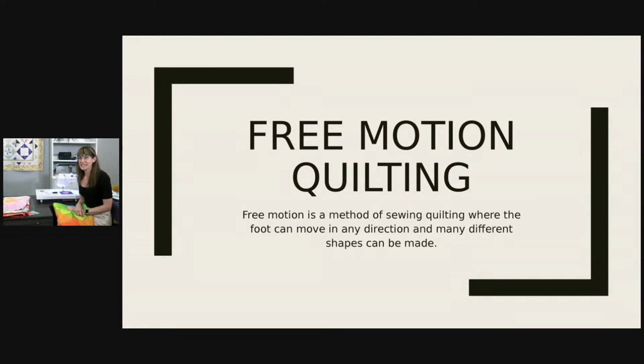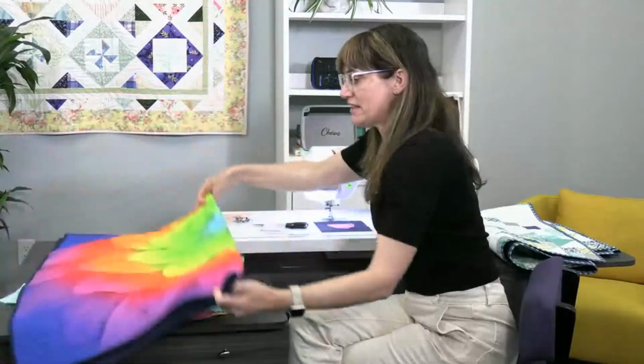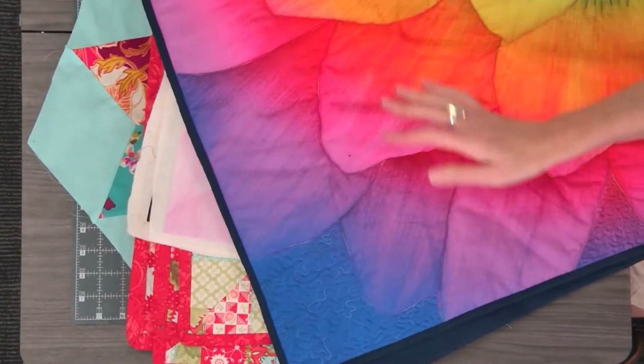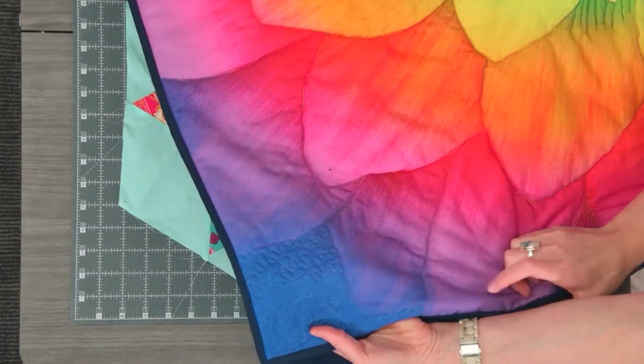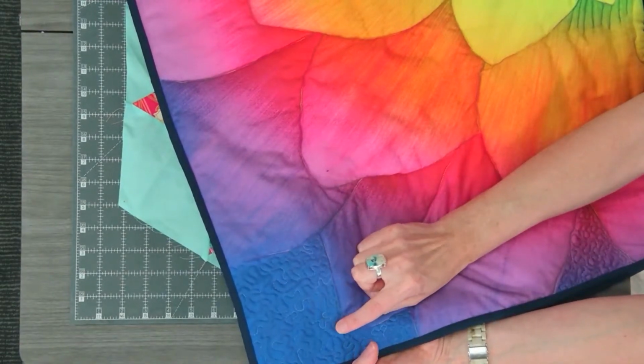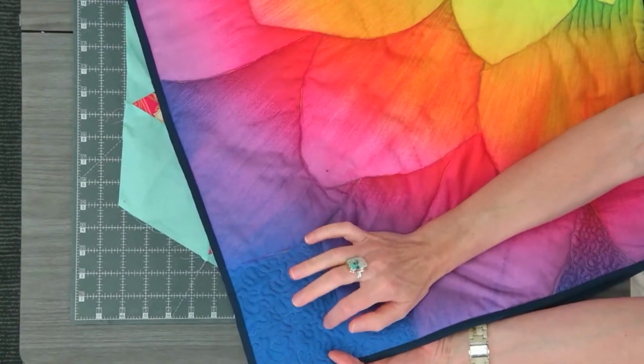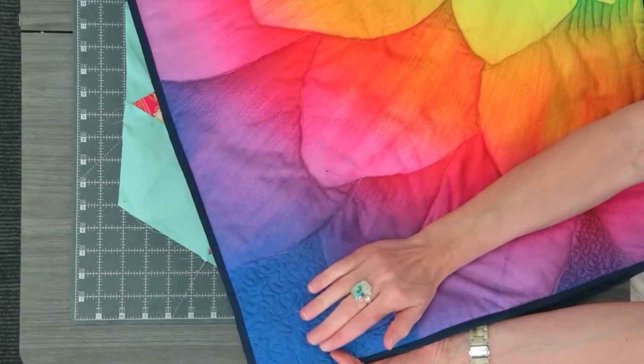Free motion quilting is the method of sewing quilts where the foot can move in any direction and make many different shapes. So I pulled this quilt out here to show you some of the different types of quilting. So you can see here, this is what traditional free motion quilting looks like because it's got all the little squigglies and you're using a foot to just go around.